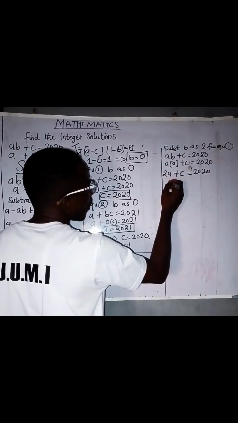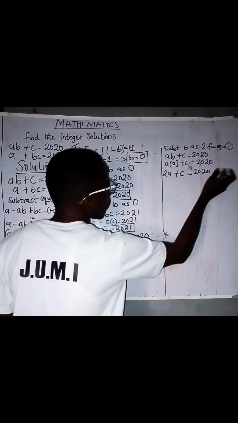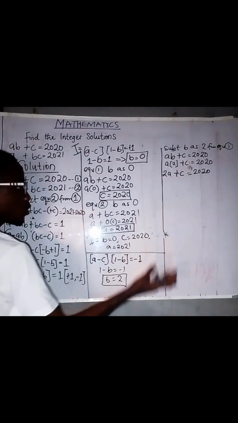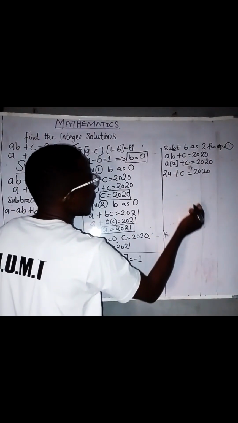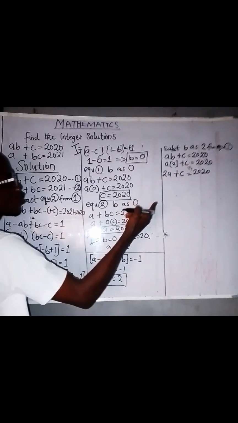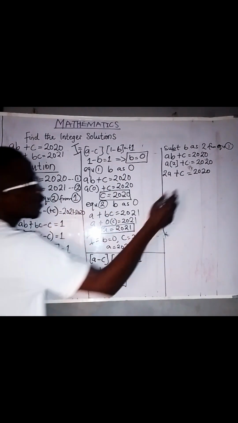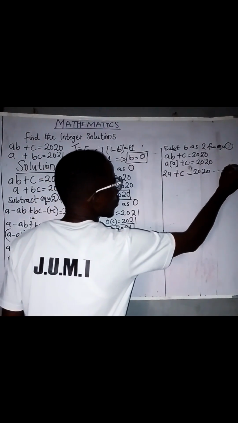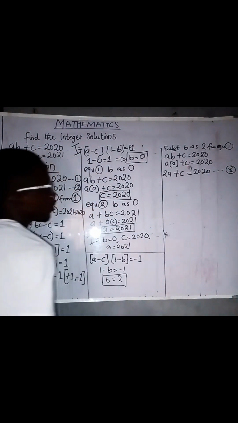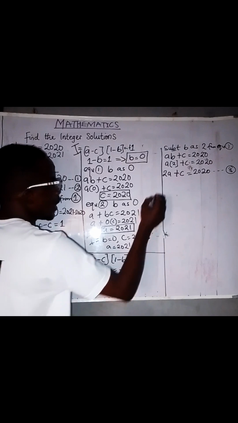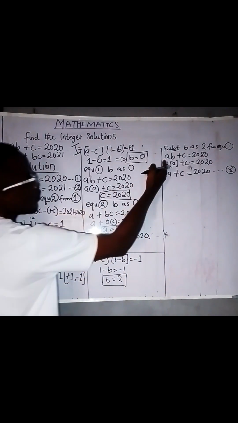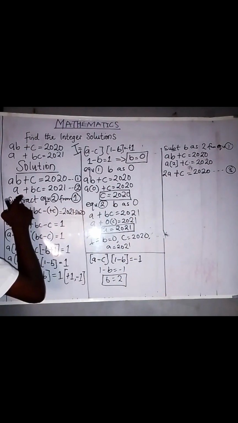Now to get my c, this is the first value, so I can't get c from here first. From equation 1, I also have to substitute b as 2 from equation 2. So I've gotten this. Let me name this equation 3. Then substitute b as 2 in equation 2.